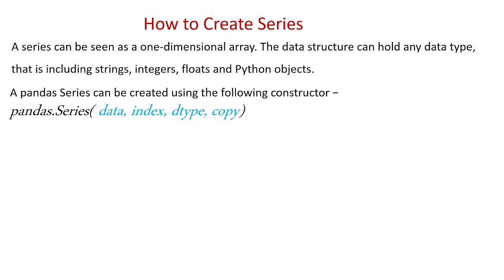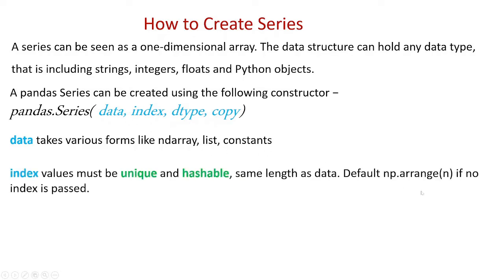So a Pandas series can be created using the following constructor. It takes the form pandas.Series. You observe here the S is in capital, and within the brackets the arguments are data, index, dtype, and copy. So the data refers to the data. It takes various forms like ndarray, list, or constant, and index refers to the values which are unique and hashable, and they must be of the same length as that of data. If the data is of size 4, the index also has to be of size 4.